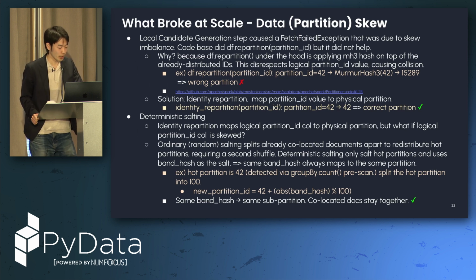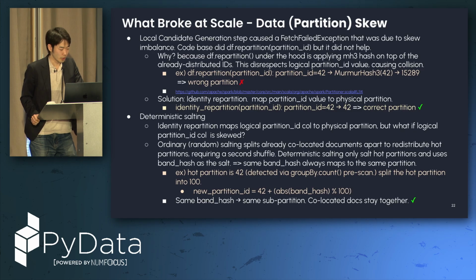The solution is to apply identity repartition. The idea is to map the logical partition ID column value to the physical Spark partition ID. So using the same analogy, for partition ID of 42, you can apply identity repartition and then get 42 as the physical Spark ID. So this is the correct mapping, the correct partition ID that I wanted. I've implemented this identity repartition in the repository. Yeah, so that really helped.